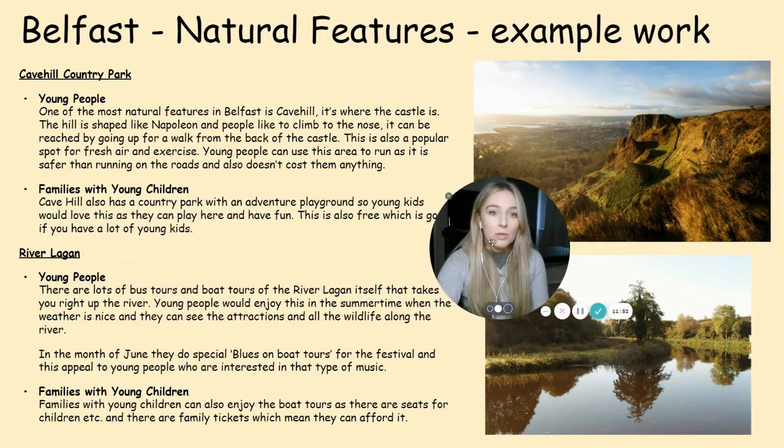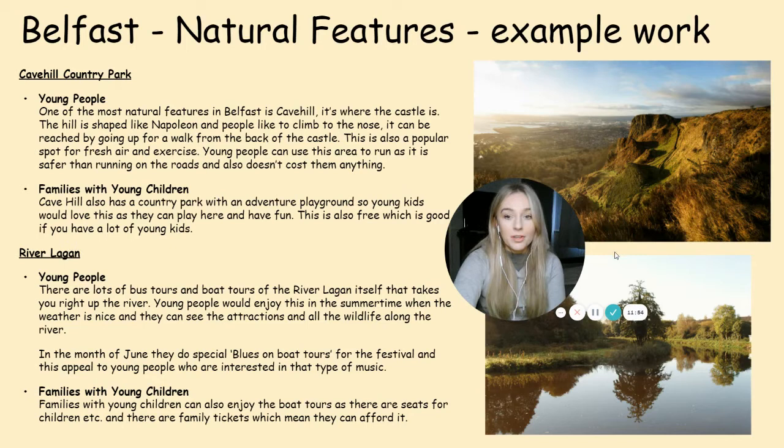Here's my example piece of work for Belfast. And remember that you have to do 2. So I've done Cave Hill and I've done the River Lagan. So those are my 2 natural features for Belfast. And then within each one, you can see my customer type 1, my customer type 2. So use that as a layout example. You can also use those natural features for your Belfast location as well, but obviously the information cannot be the same as mine. It needs to be different. You need to do your own research around Cave Hill and the River Lagan.